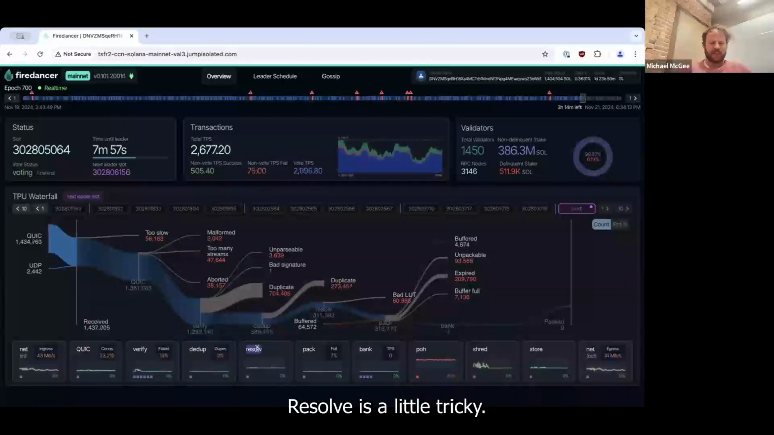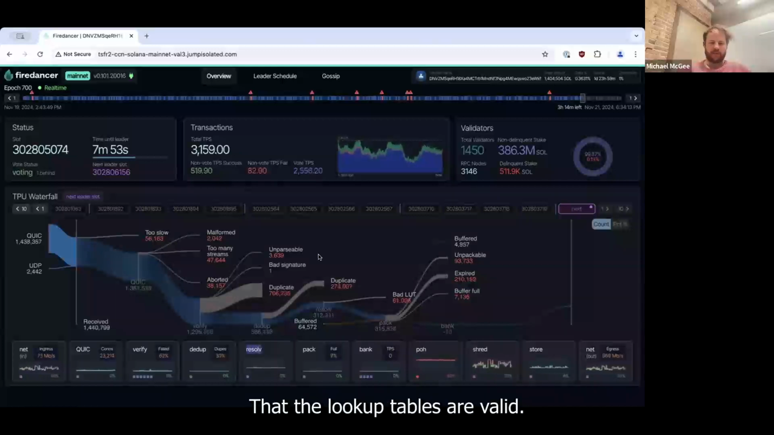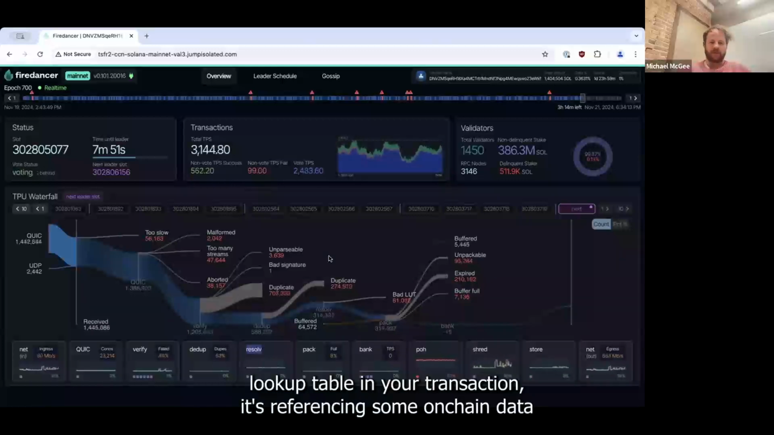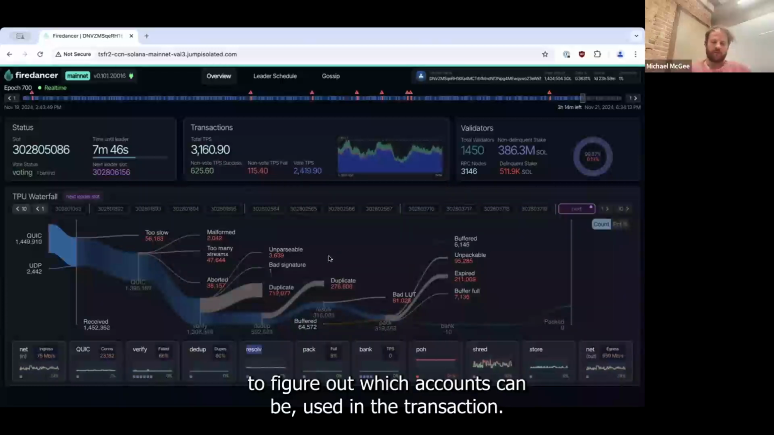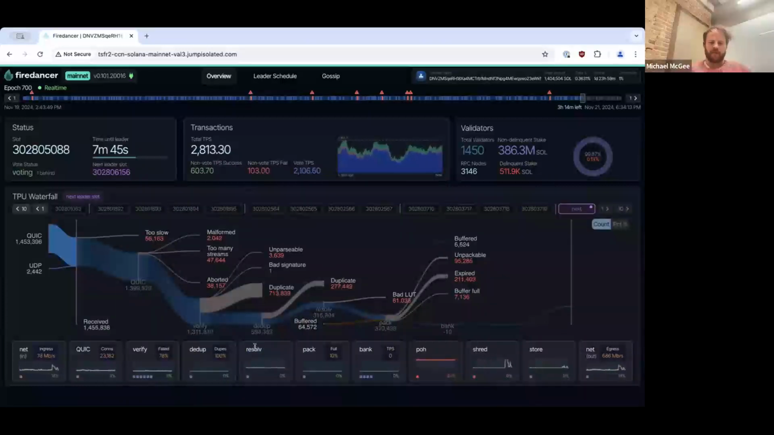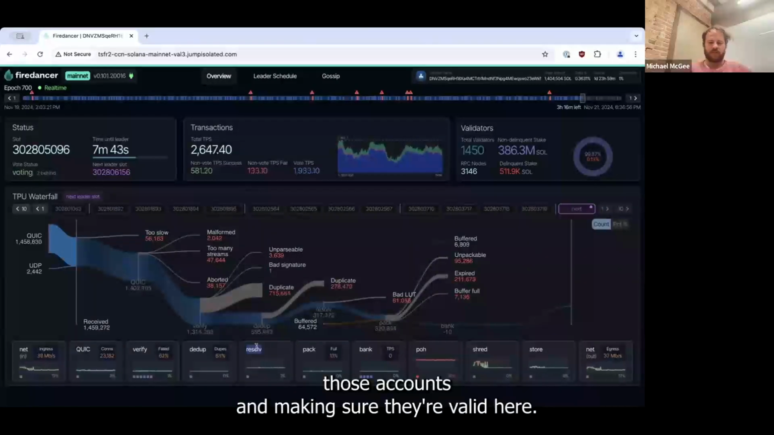Resolve is a little tricky. It's mostly checking that the lookup tables are valid. So if you have an address lookup table in your transaction, it's referencing some on-chain data to figure out which accounts can be used in the transaction. So we're just resolving those accounts and making sure they're valid here.